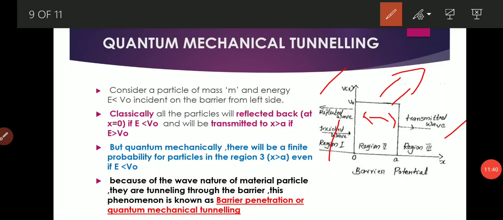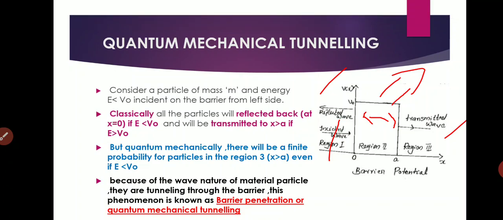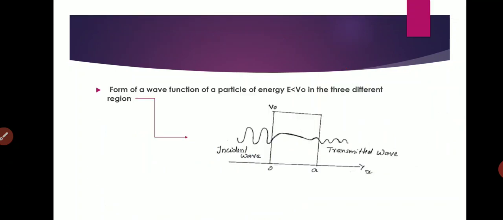Because of the wave nature of the material particle, they are tunneling through the barrier. This phenomenon is known as barrier penetration or quantum mechanical tunneling. And for the wave functions of a particle of energy E less than V0, the three different states are shown here.